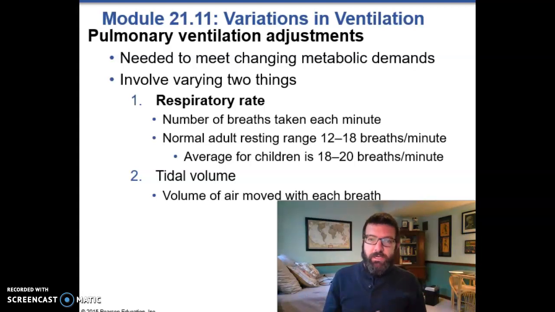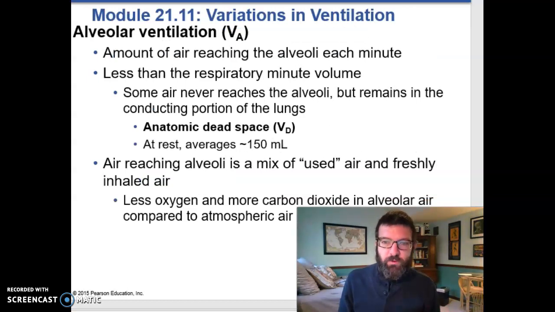In the same way that your cardiac output was the amount of blood that your heart pumped out your aorta per minute, your ventilation rate is the amount of air that you bring into your lungs each minute. And your cardiac output was a function of heart rate and stroke volume. Similarly, your ventilation rate is a function of respiratory rate, how many breaths you're taking per minute, and tidal volume, how much air each breath includes in it. So pulmonary ventilation rate is your respiratory rate times your tidal volume.